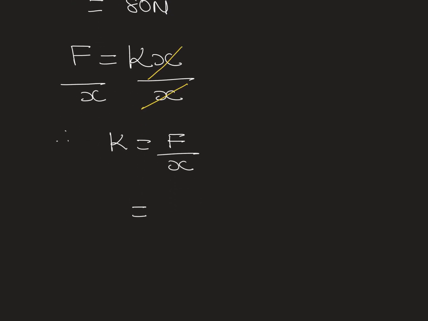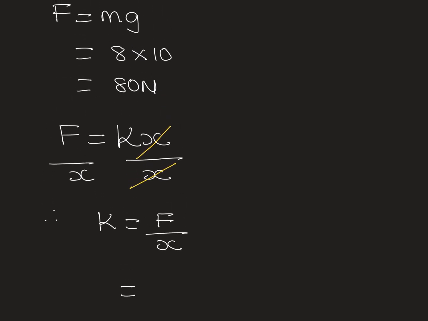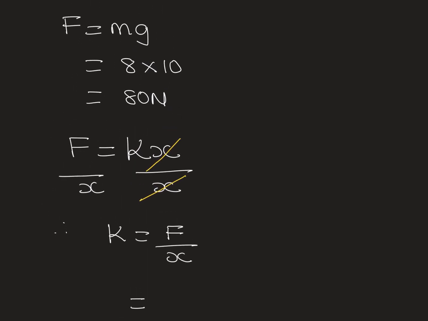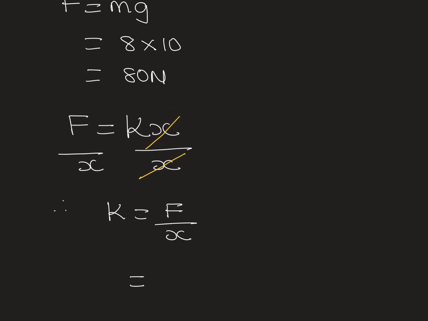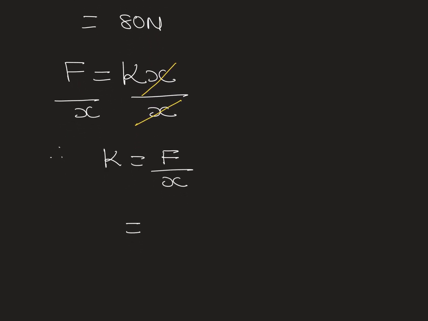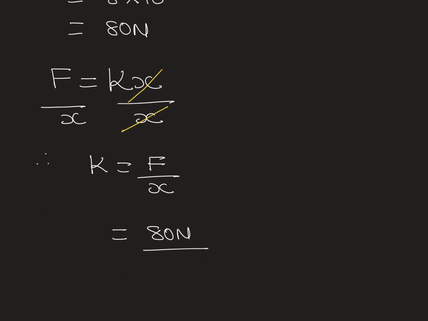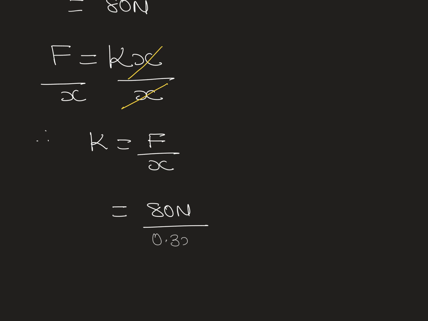So using the information of the first case, we can obtain the force constant, or the spring constant. So the force is 80 newtons divided by the extension, which was 0.32 meters. So the force constant is 250 newtons per meter.